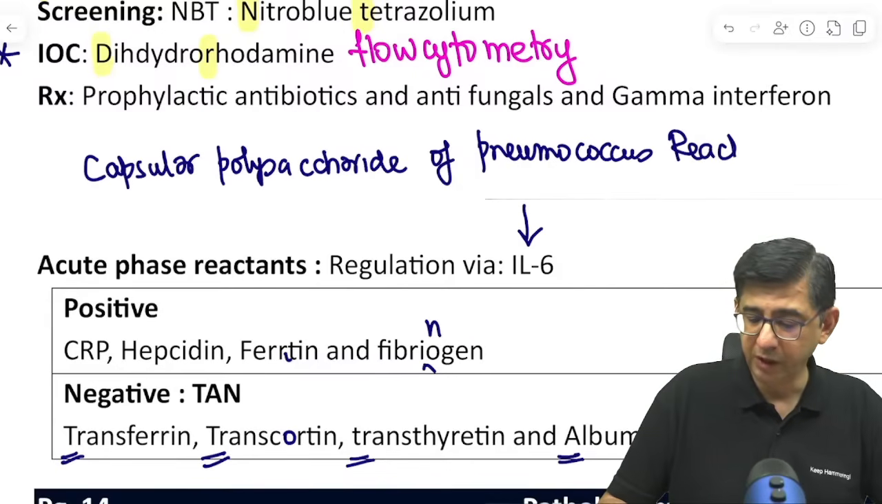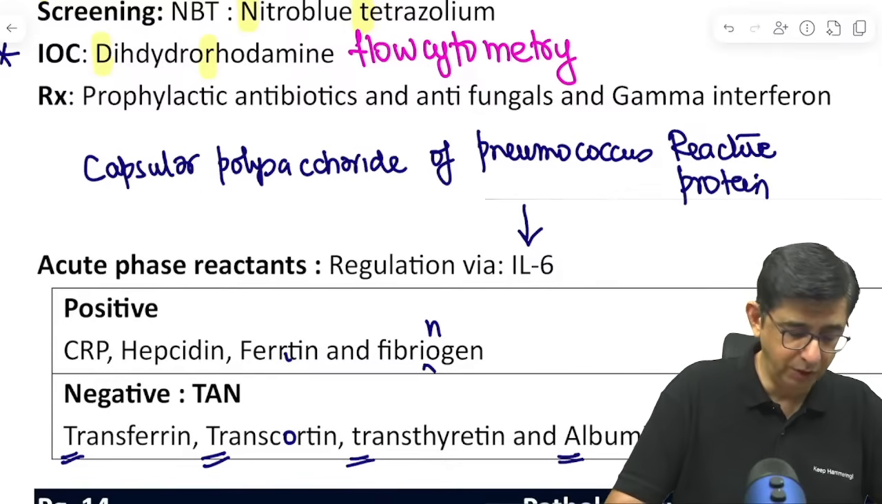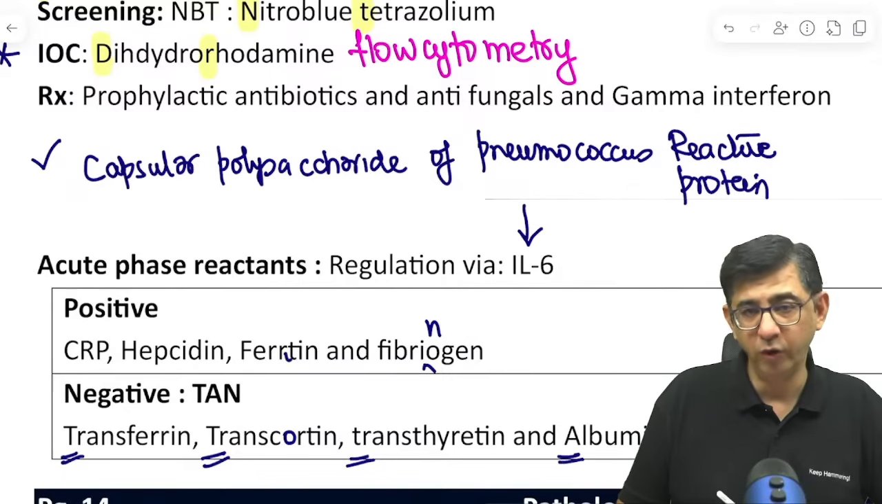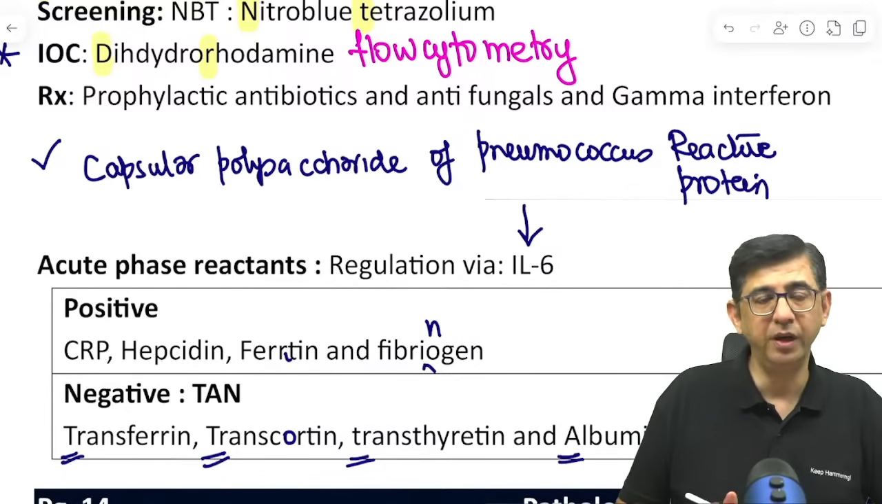R would obviously be reactive and P would be protein. What I was asking was a very baseline question. उसने बोला कि C की full form क्या होती है? So C की full form would be capsular polysaccharide or pneumococcus. Then is hepcidin, ferritin and fibrinogen.